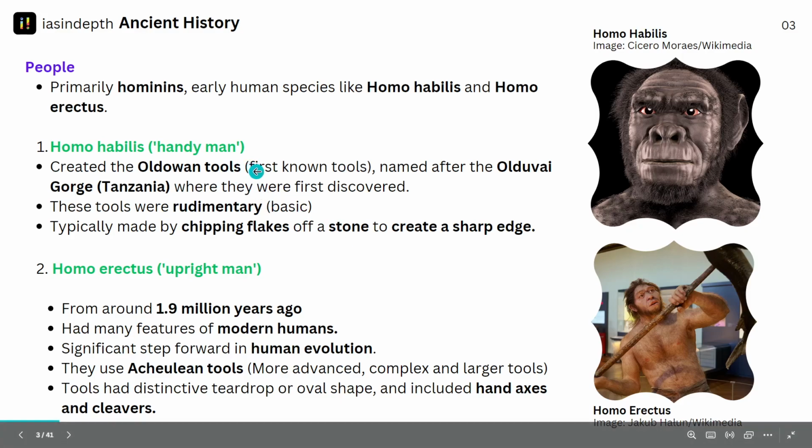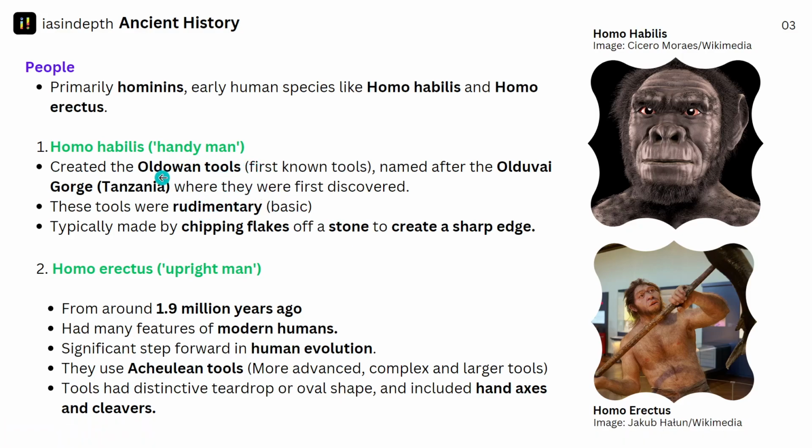Now, if you're talking about Homo habilis, they created Oldowan tools. These are the first known tools, and the name Oldowan came from the place where these tools were first discovered. That is Olduvai Gorge in Tanzania. Tanzania is a country in Africa. We'll study about it.